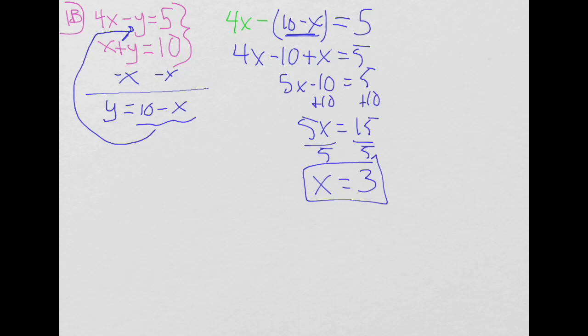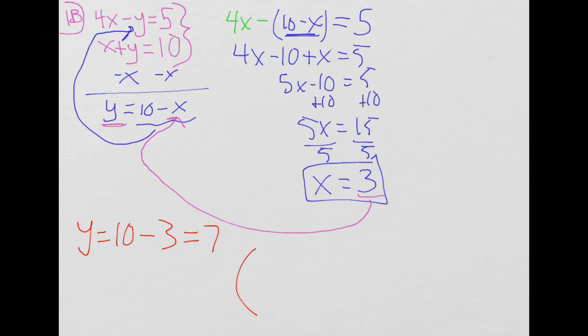Now that we found one of our values, we substitute back into another one of our equations, whichever one is going to require the fewest steps, and I'm going to put that right there into that equation because that, again, is already in terms of y, so I'm saving myself work. y equals 10 minus x, and x is 3, so y equals 7. And again, we're going to write our final answer as an ordered pair. x goes first, so we have (3, 7), and we are finished with problem 1b.